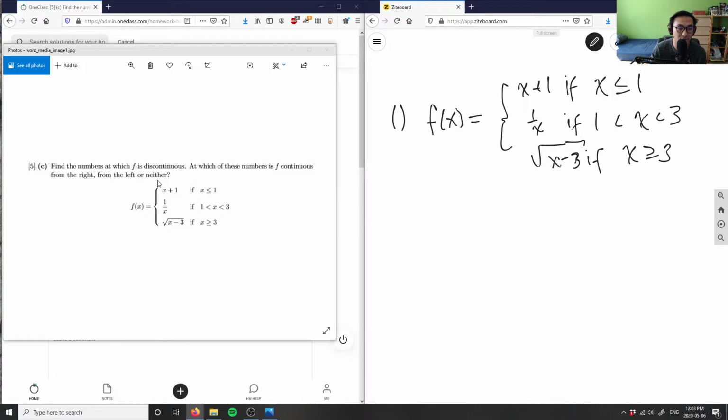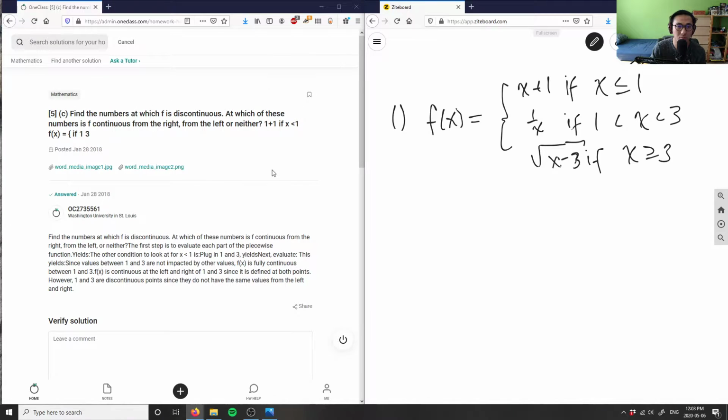It's asking us to find the numbers at which f is discontinuous, and at which of these numbers f is continuous from the right or from the left or neither. So basically, we're going to break this down into 3 functions: our first function, our second function, and our third function. Our first function says f of x equals x plus 1 if x is less than or equal to 1.